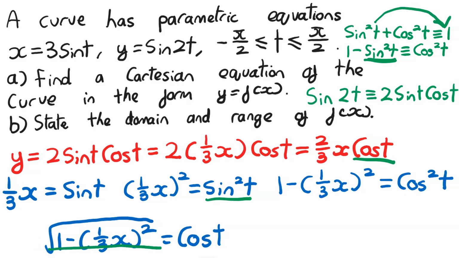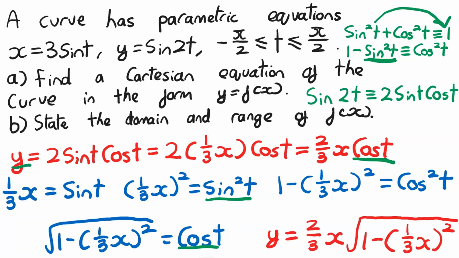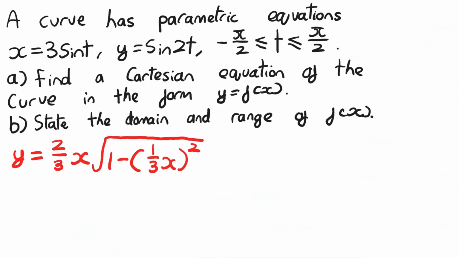So therefore we have this here is equal to cos t, and then we can sub out the cos t here for this, so we can write this as y is equal to 2 over 3x, and then the square root of 1 minus 1 over 3x squared, like this here. Now this here is of the form y is equal to f of x, and we've got rid of all of the t terms, so this is a Cartesian equation, so you can leave this as the final answer.